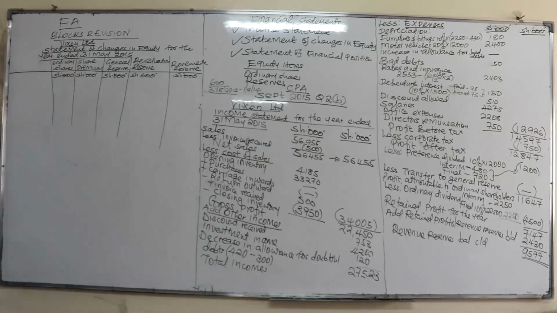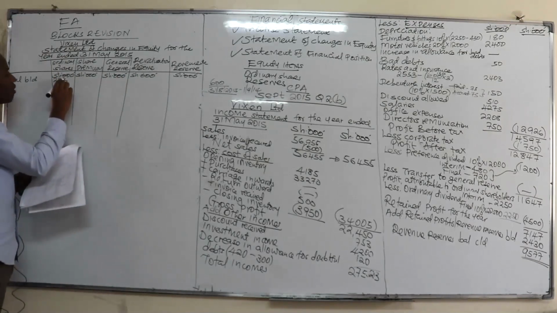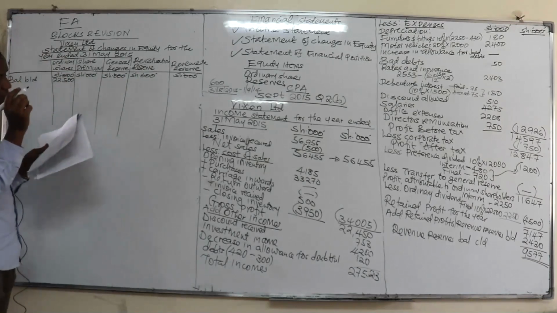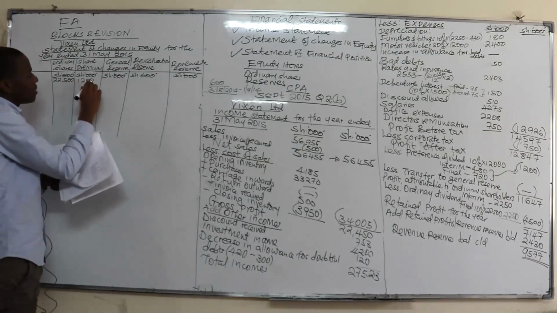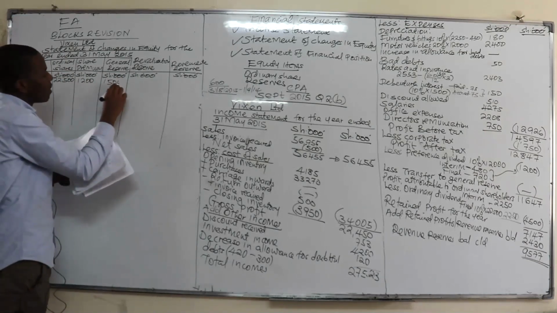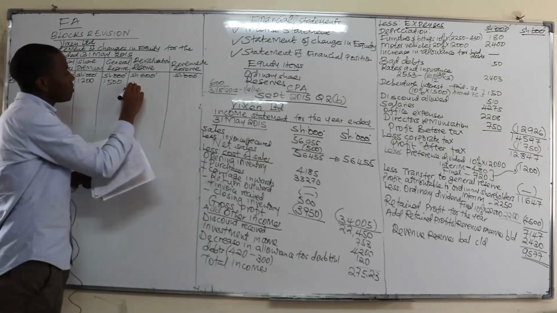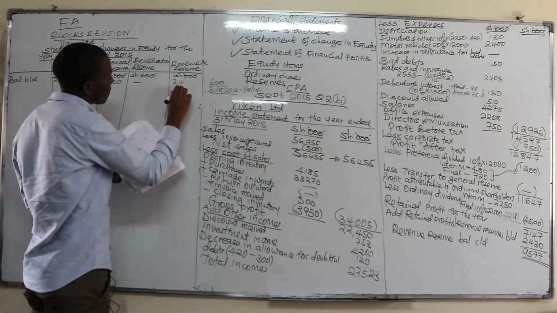So what you normally begin with is their balance brought down. Balance brought down is what you have on the trial balance. So for the ordinary share capital, we have 22,500. The share premium, we have 1,200. General reserve, we have 1,500. We don't have revaluation reserve. Revenue reserve is what we had, 24.30.